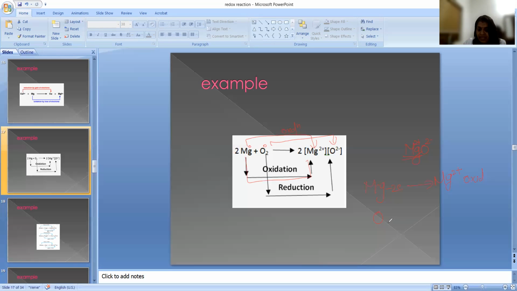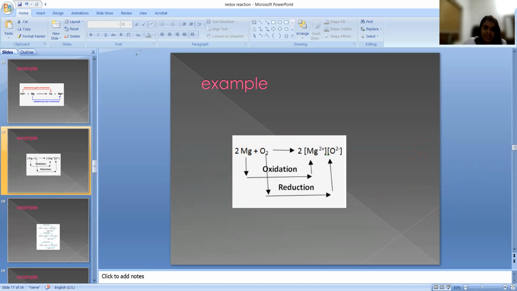Now O2 is converting into O2-. How is it possible? It is possible only by addition of 2 electrons. Since there are 2 oxygen atoms, 4 electrons you have to add. So by addition of electrons, it will convert into O2-. So this reaction is reduction. Okay.